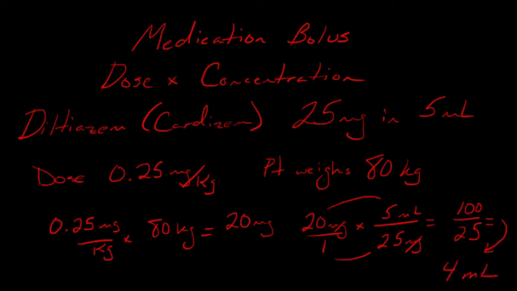So again, taking a look back at the original concentration, 25 milligrams in 5 milliliters. That means each milliliter has 5 milligrams. So 1, 2, 3, 4 milliliters of fluid is going to have the 20 milligrams for the dose that we want to give.